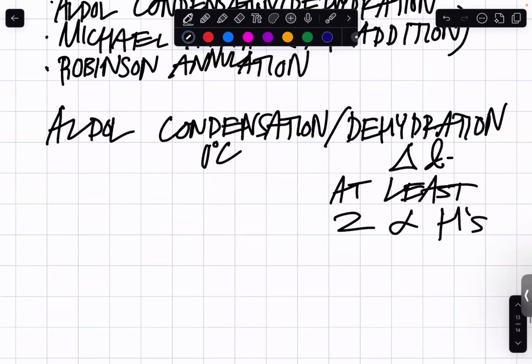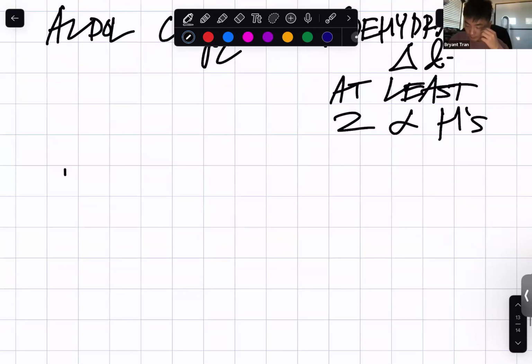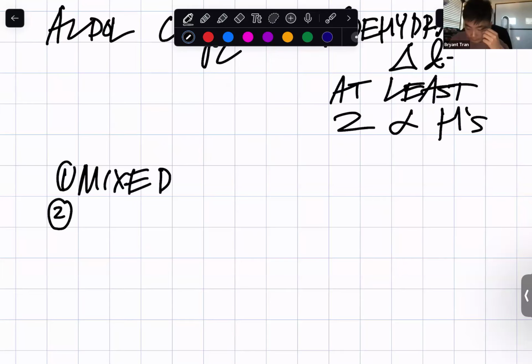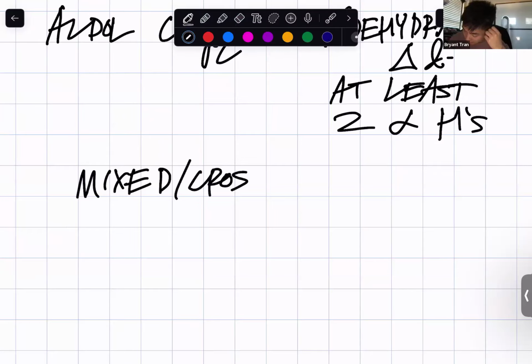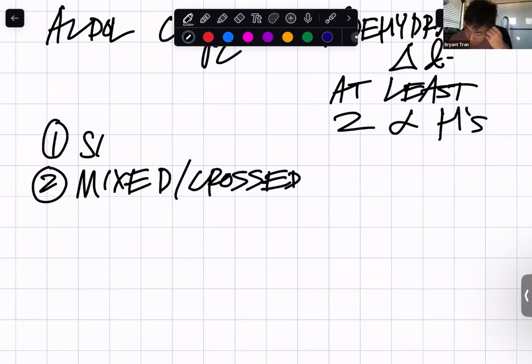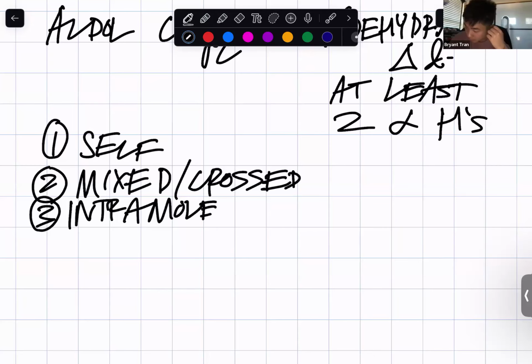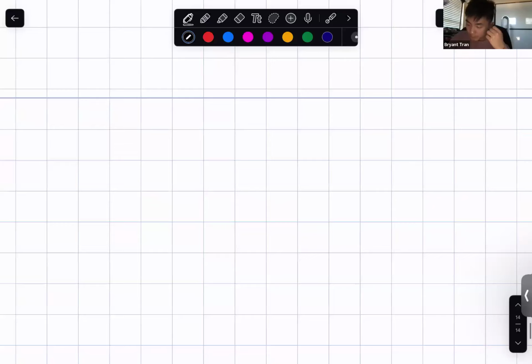And there's three different types of aldol here. There's a mixed aldol condensation, mixed or crossed, I mean. That's the second type I want to go over: mixed or crossed aldol condensation. The first one is going to be self aldol, and the third one is going to be intramolecular aldol. So let's talk about self aldol first.